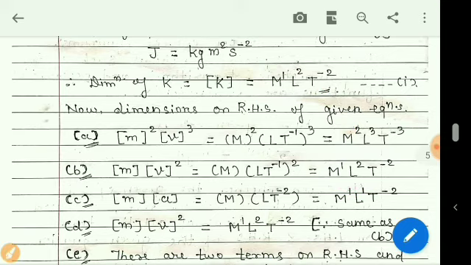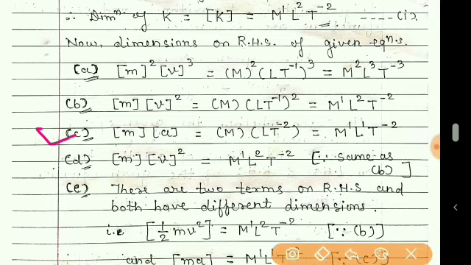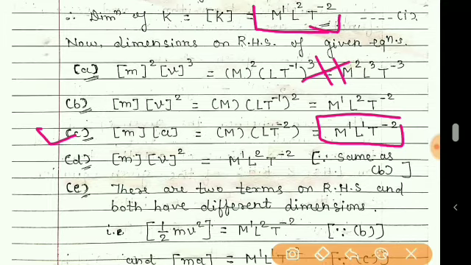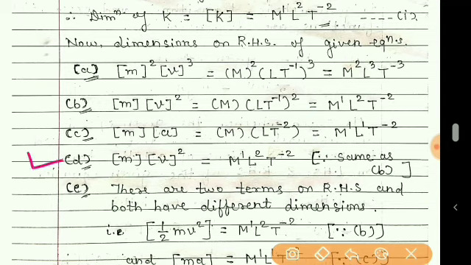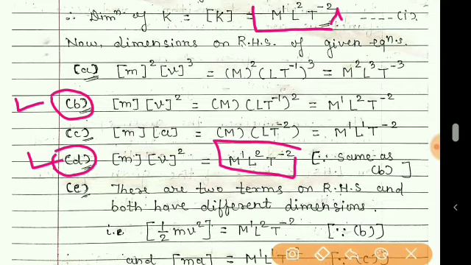Even C, you can see that it is m1 l1 t raised to minus 1, but here this is m1 l2 t raised to minus 2. So these two are not equal. Then D, this equation is equal to this, which is for kinetic energy. So this can be the equation of kinetic energy. So after comparison we found that these two can be the equation of kinetic energy, because these equations match with the dimension of kinetic energy.